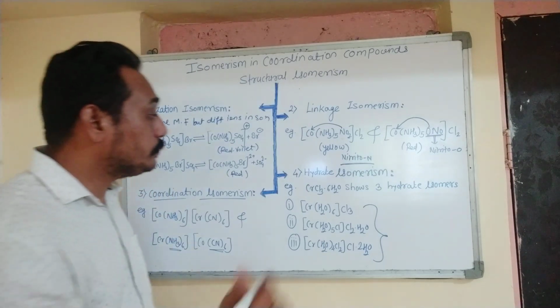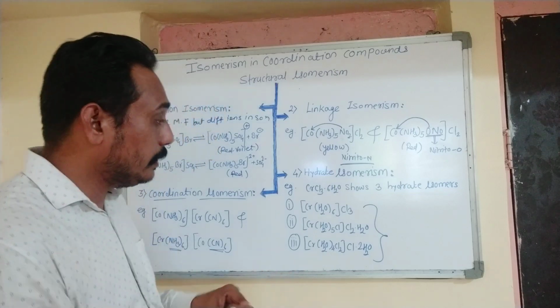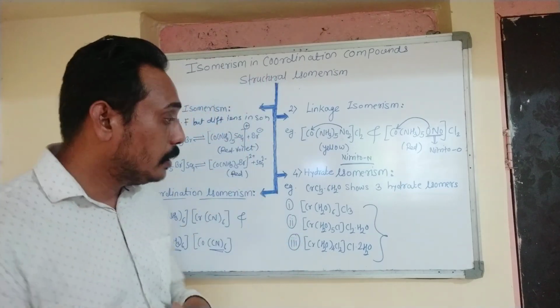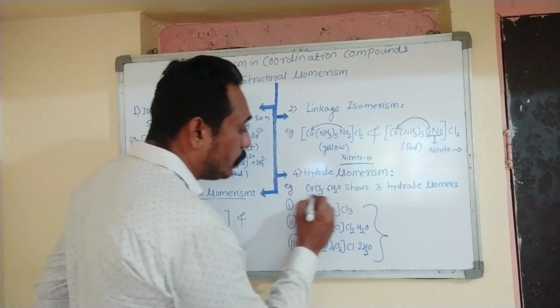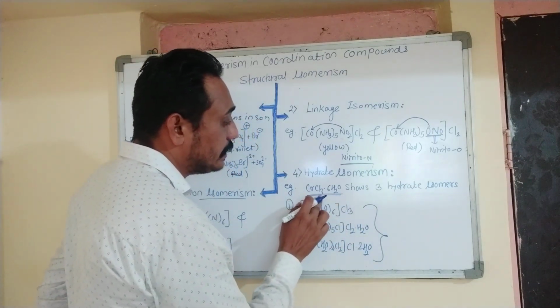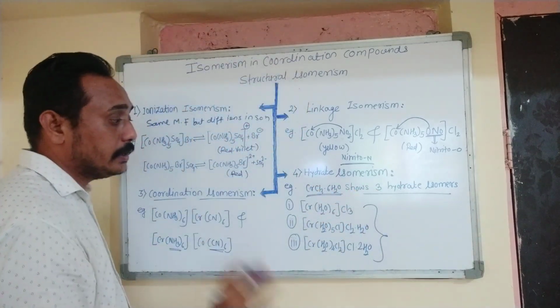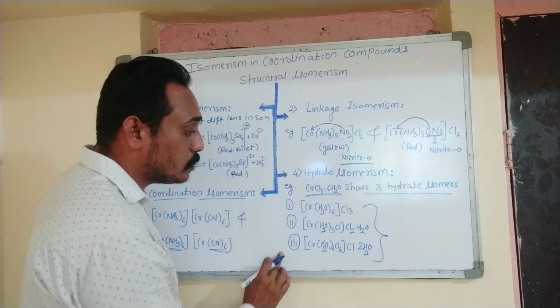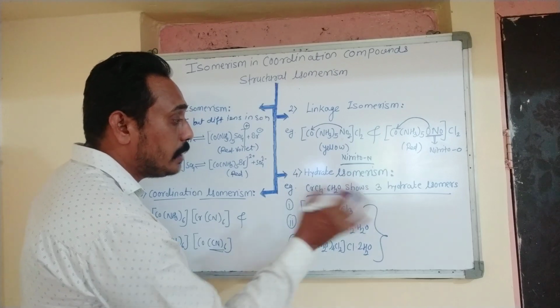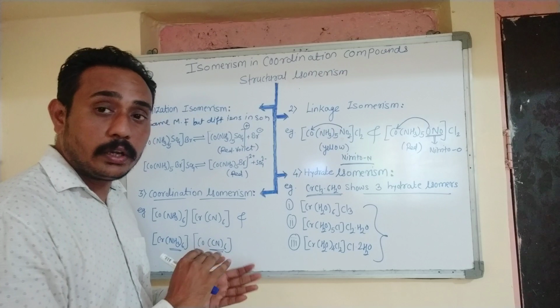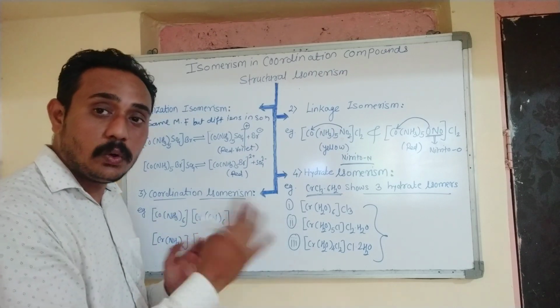So next is hydrate isomerism. Again this is a structural isomerism, so the molecular formula is the same. Let us take an example, CrCl3·6H2O, and it shows three hydrate isomers. So what is hydrate isomerism? In hydrate isomerism there is an exchange of water molecules between inside and outside the coordination sphere.